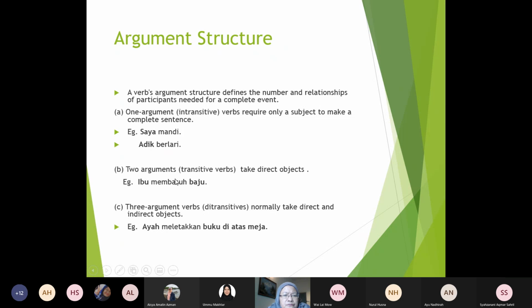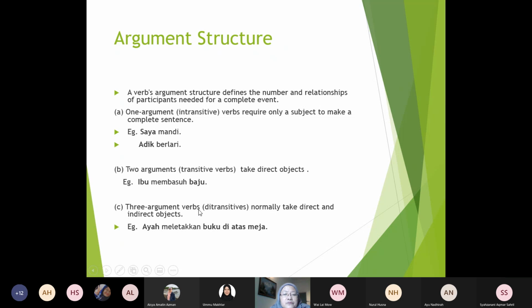Then we have two argument verbs. And these are transitive verbs because they take on a direct object. So ibu membasuh baju. This is a two argument verb. One is the internal argument, which is the object, and then the other is the external argument, which is the doer. Okay.